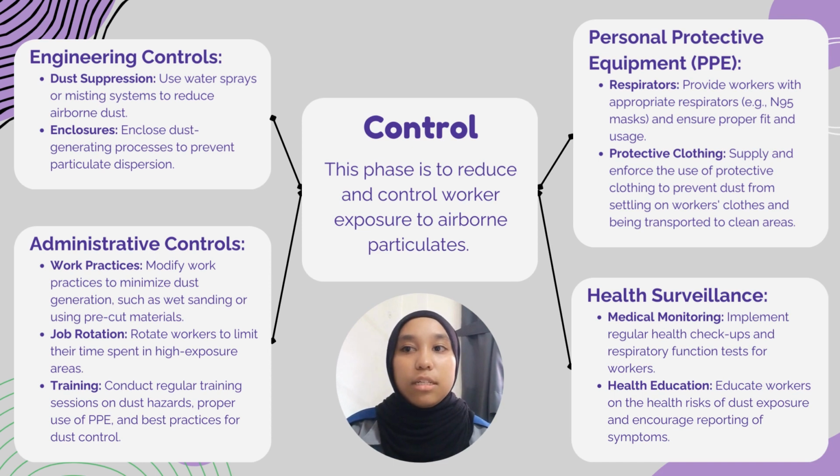Okay, number 3 is personal protective equipment, which is PPE. So for this PPE, the employer can provide workers with appropriate respirators, for example like N95 masks, and ensure proper fit and usage. And for the protective clothing, the employer can supply and enforce the use of protective clothing to prevent dust from settling on workers' clothes and being transported to clean areas.